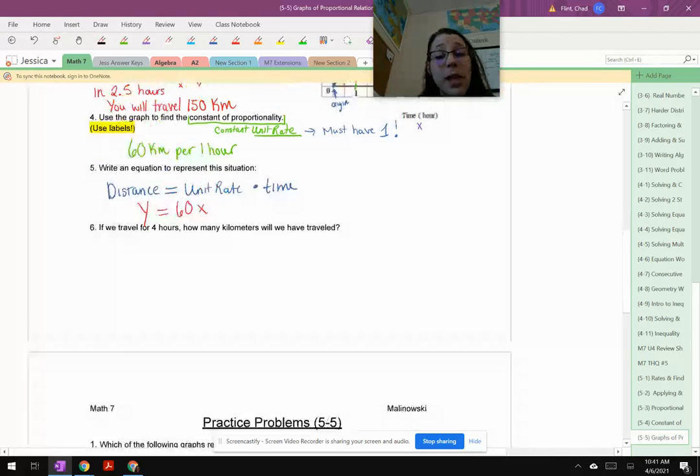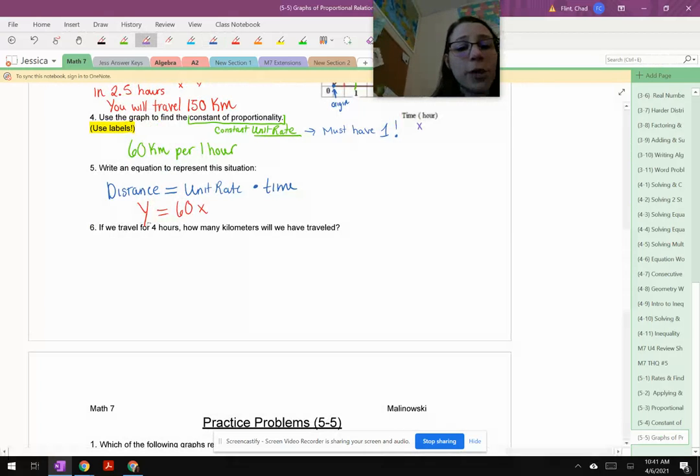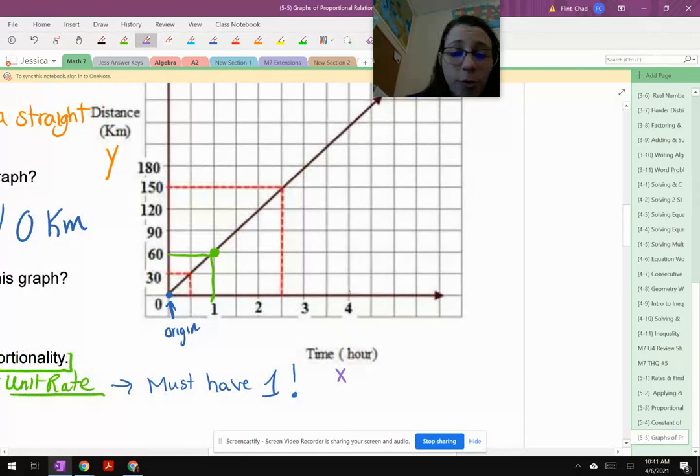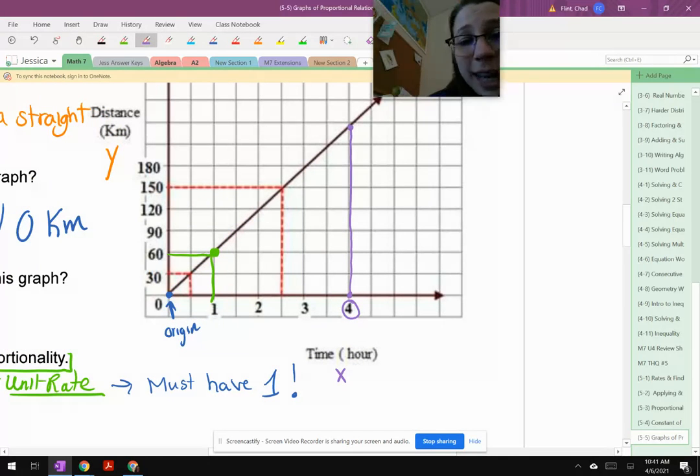Okay, so part number 6, last question. If we travel for 4 hours, how many kilometers will we have traveled? So 4 hours, if I go use my graph, because why not? 4 hours is right here. Ooh, that's not exactly on the line there. So I know that's 180.